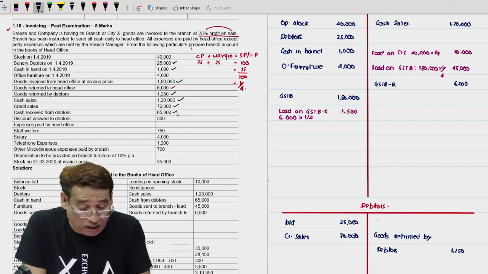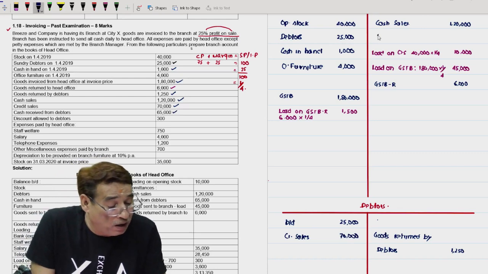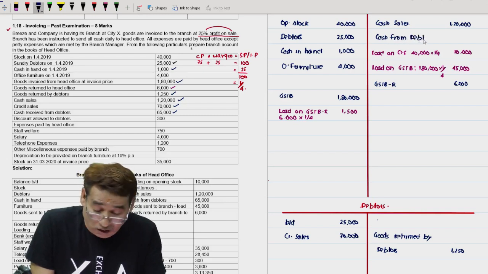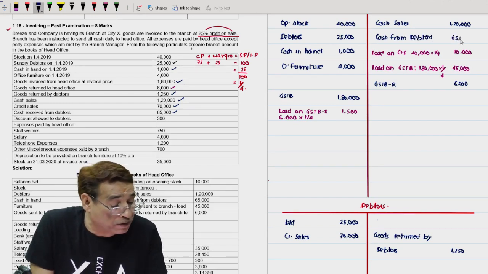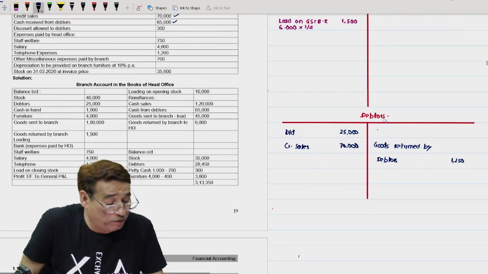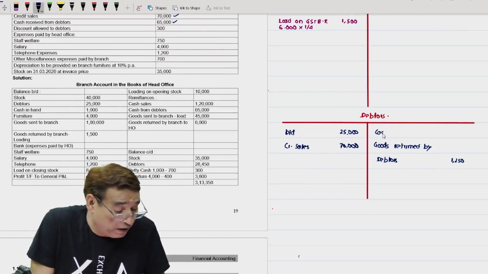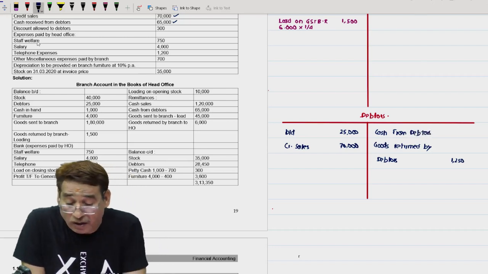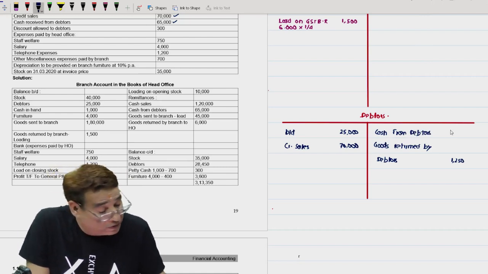Then in this question, we have been given cash receipt from debtors also. Under the remittances, I will write cash from debtors. Cash from debtors given to you in this case is 65,000. So you will write here 65,000. Because we are preparing debtors account also, so cash receipt from debtors will also get a place towards the credit side in the debtors account. Cash from debtors amount is actually cash received from debtors 65,000.